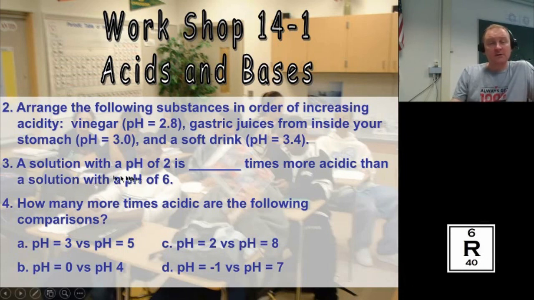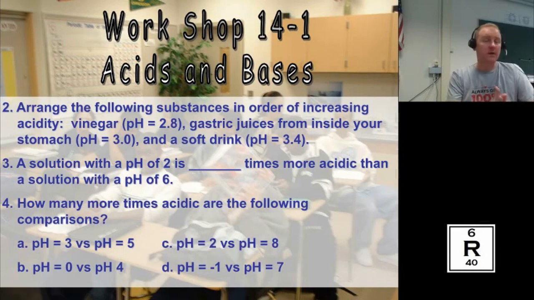Number 3, a solution with a pH of 2 is blank times more acidic than a pH of 6. Remember what I talked about when you're talking about magnitudes of 10. Do you put a number in front? Do you put zeros behind? And the same thing goes with number 4. How many times more? Number 4 is just like 3.